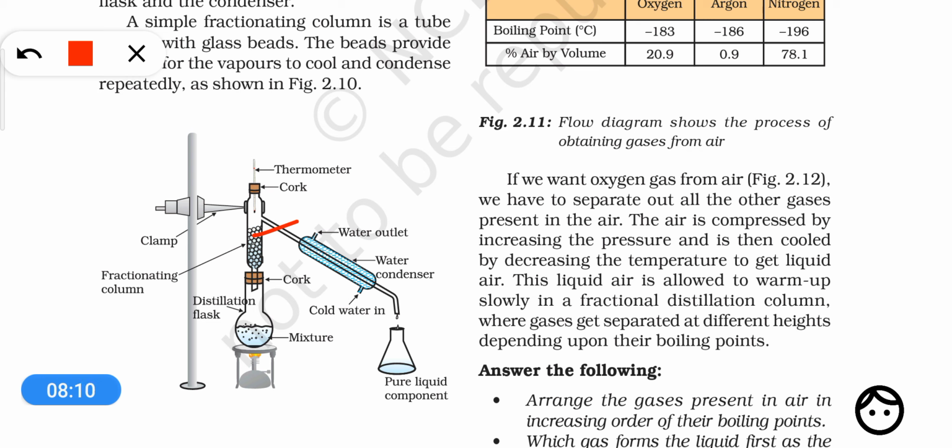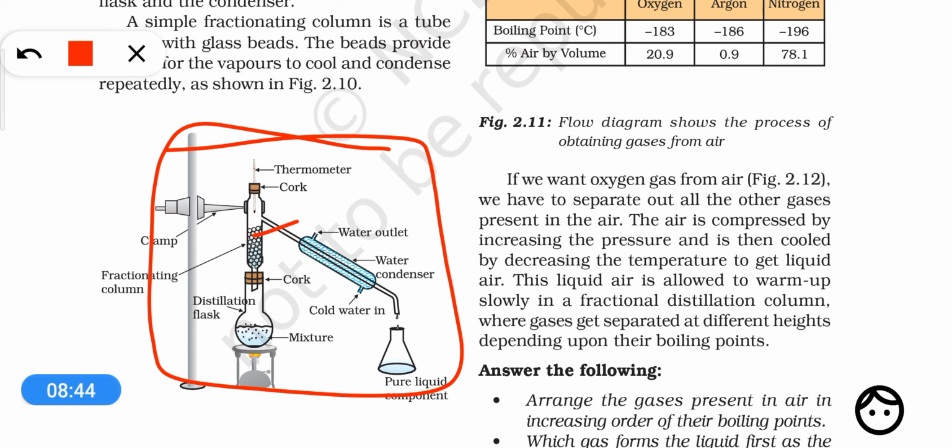So these beads provide a surface for the vapors to cool and condense repeatedly, and in this way the liquids which have lesser difference in their boiling points, even those liquids are separated by this method. So the addition of the fractionating column is done in that way. In that case we call it fractional distillation. However, the apparatus may be of different kinds. For industrial purposes we use different types of apparatuses for fractional distillation.